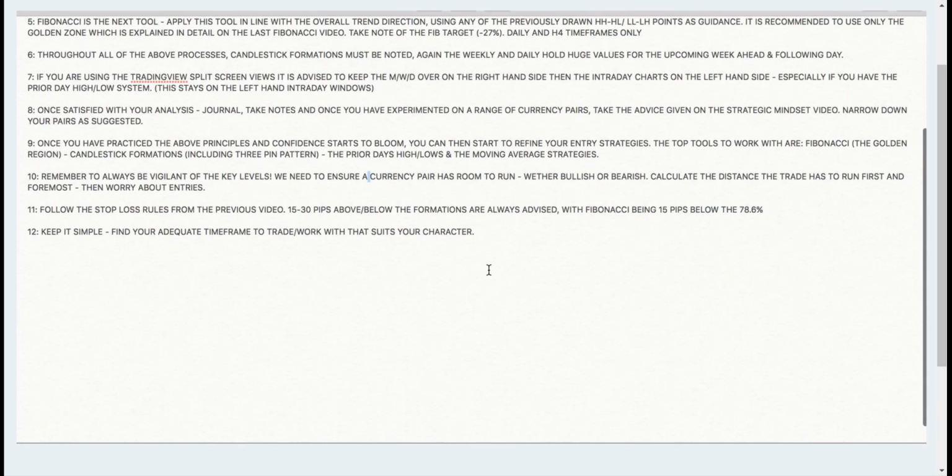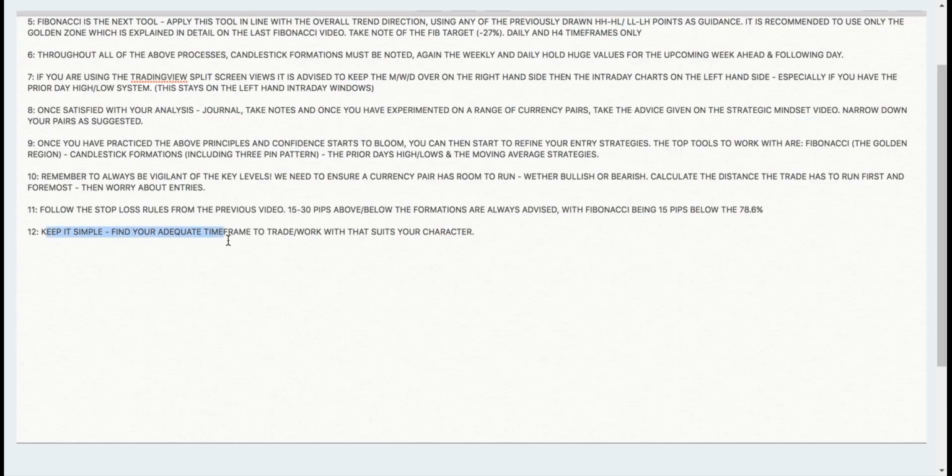Once you get the hang of things and you have the structure, and then you come into the entries, the entries can be, if you just focus on the MA breaker, the MA bounce, alright, and then the fib, you're going to get high probability trading setups on various time frames. Follow the stop loss rules from the previous video. 15 to 30 pips above or below the formations. Okay, Fibonacci being 15 pips below the 78.6, guys.